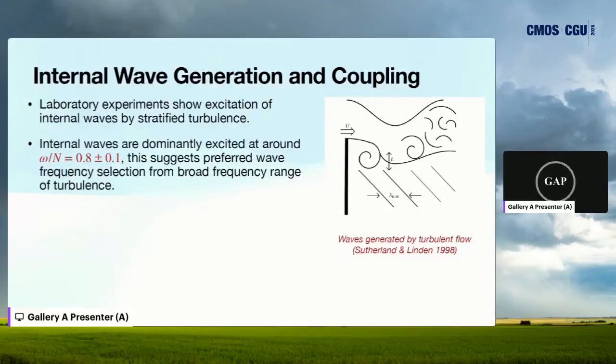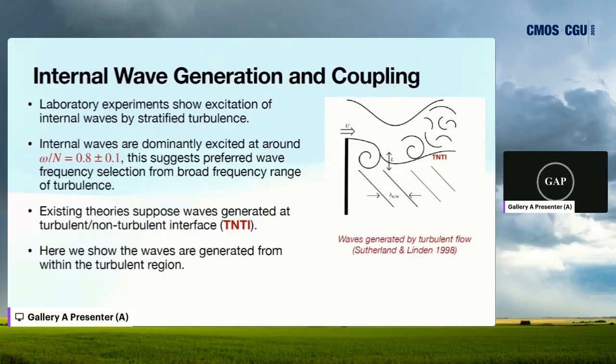Laboratory experiments have consistently shown that there is an excitation of internal waves by stratified turbulence. This excitation always happens at a pretty specific frequency, roughly about 0.8 of the buoyancy frequency, N, and this suggests a preferred wave selection mechanism within the turbulence. You can see that this frequency of about 0.8 of the buoyancy frequency corresponds to a roughly 45-degree angle from the vertical, which is shown on the figure on the right.